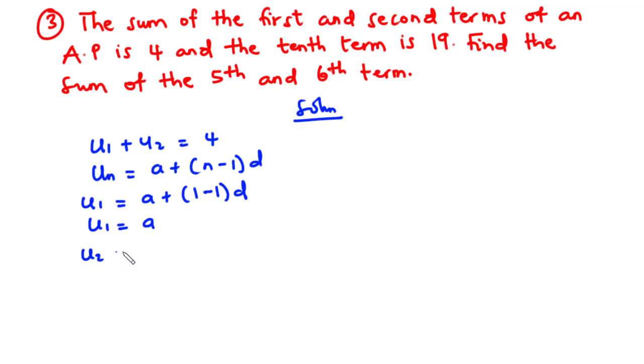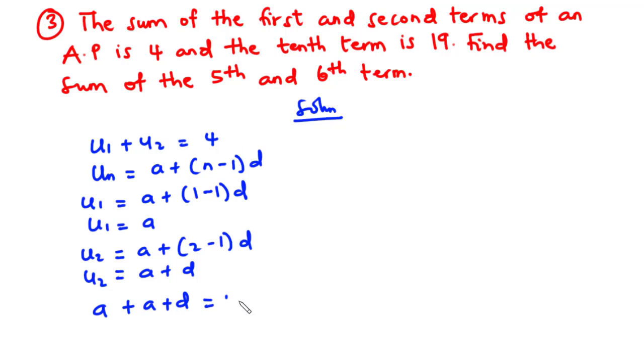And then U2 is also equal to a plus (2 minus 1) times d, which is equal to a plus, 2 minus 1 is 1, so we have a plus d, that is U2. So a from U1 plus a plus d from U2 is equal to 4 from this equation. So we have 2a plus d equals 4. Now let's call this equation 2.